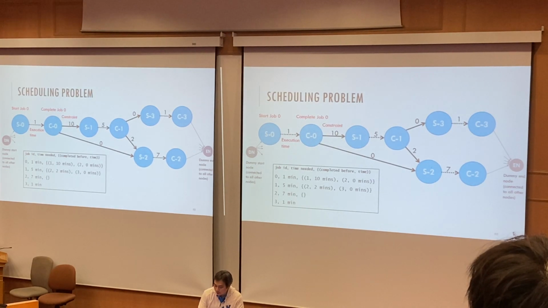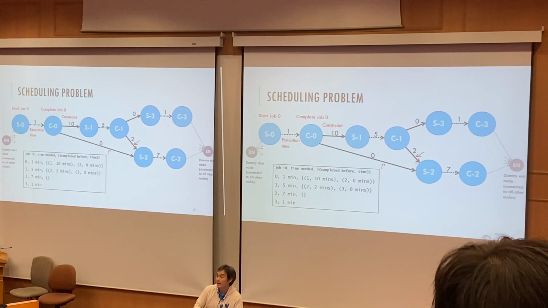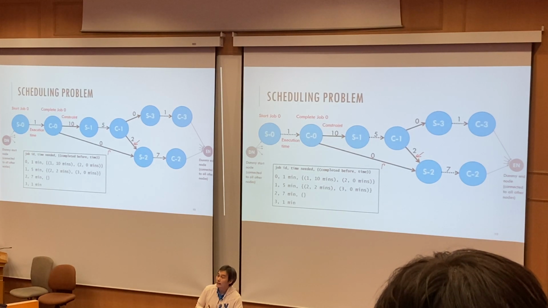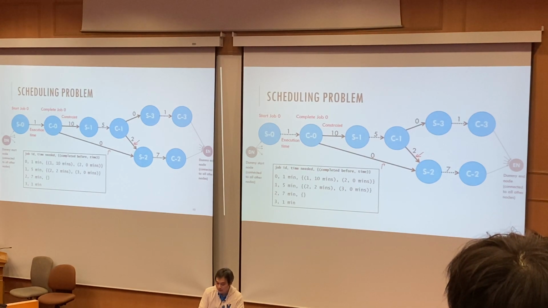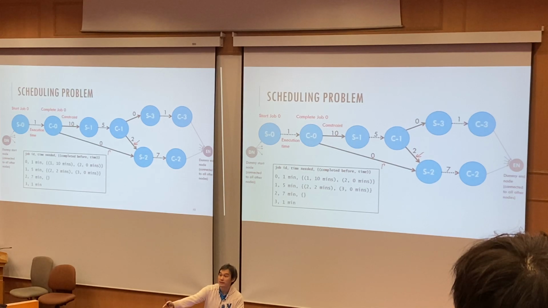So before you can execute S2, you actually need to execute job 1 first, and job 0 first, because there are these constraints over here. And then you need to satisfy these constraints. Now, to find the time at which you can satisfy these constraints, you don't look at the one that is the quickest. You look at the one that takes the longest, right?